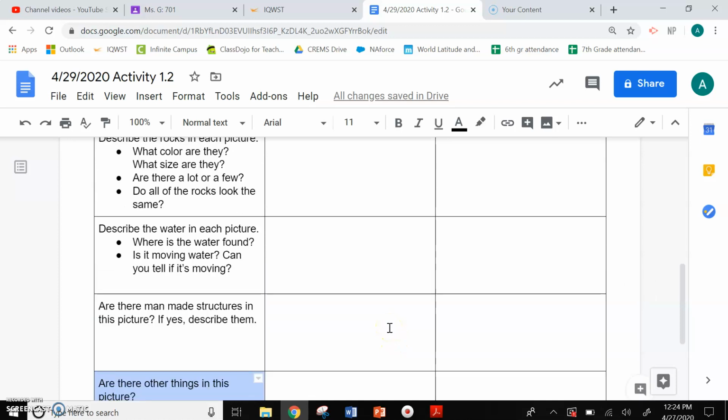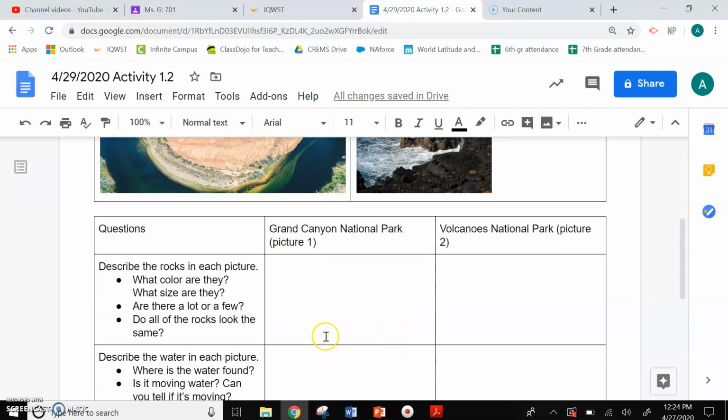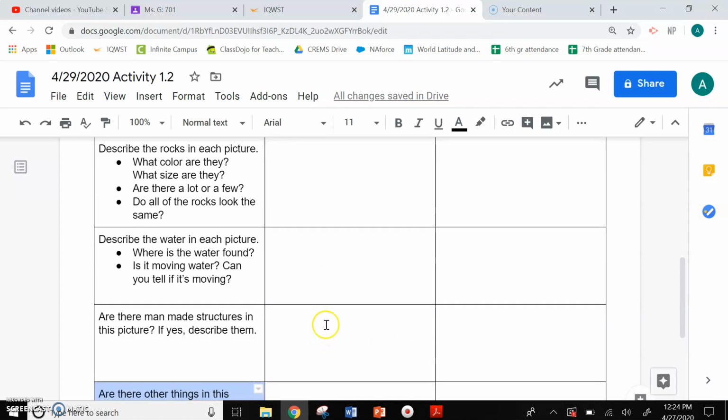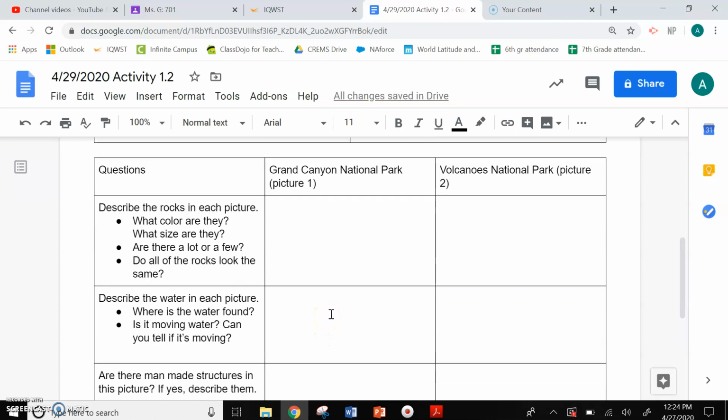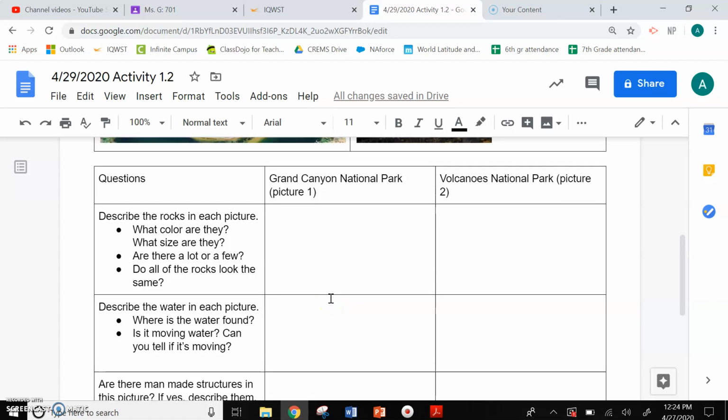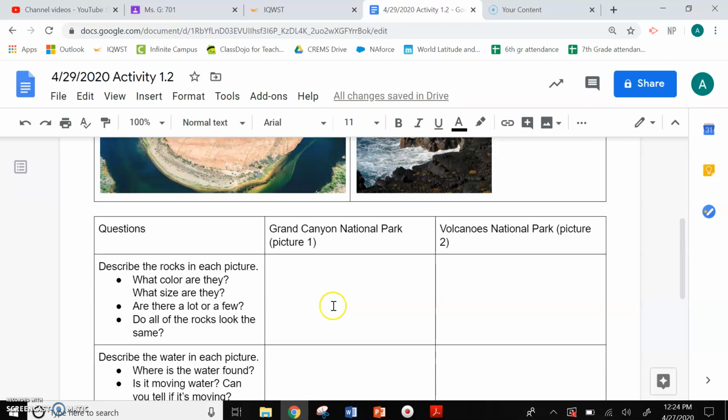So I'm actually going to do the Grand Canyon National Park side for you as an example. If you don't want to use my answers or you don't want to look at my example, feel free to pause the video, do your work, and then come back to check your answers. And then the Volcanoes National Park will be completely up to you. So I'm not really grading you on the Grand Canyon side, I'm grading you on the volcano side, and you get a freebie because I'm doing the Grand Canyon side for you.